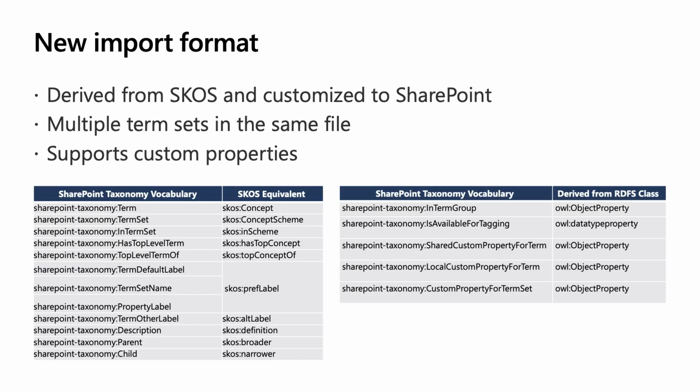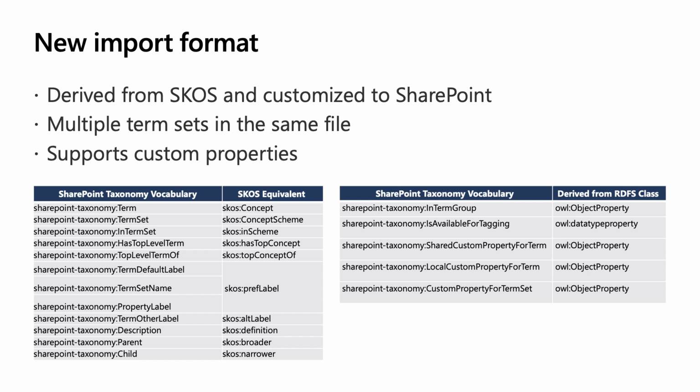And finally, we have a new import format for the import of term sets. This format is derived from SKOS, which is an industry standard for defining taxonomies, and customized to SharePoint structure of term store, term group, and term sets. The advantages of this new format are that it supports multiple term sets in the same file, as well as the definition of custom properties, which then means that you can define richer import files and make the process of importing complex taxonomies simpler.